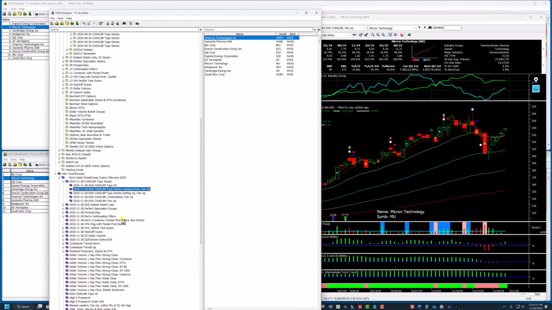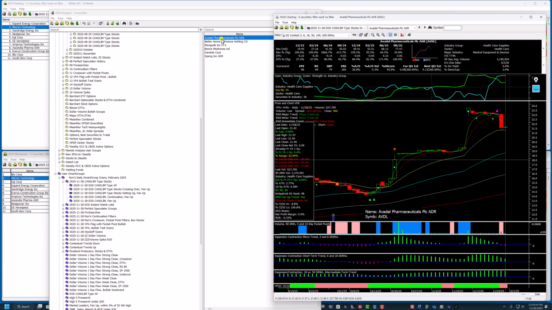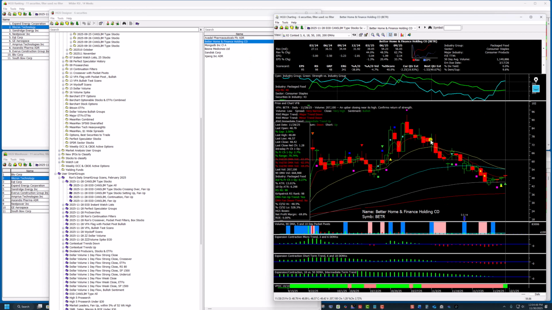So back to this one, crossing over, fan up. You can see the crossover. Let's look for CANSLIM type stocks setting up with the fan up. I don't like that one. Okay, now here's one.